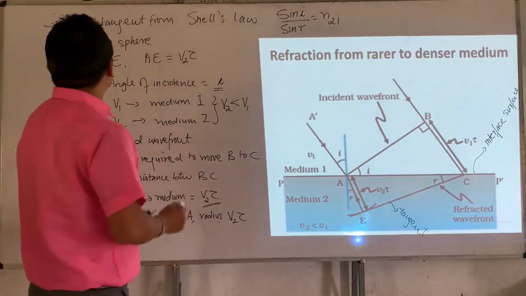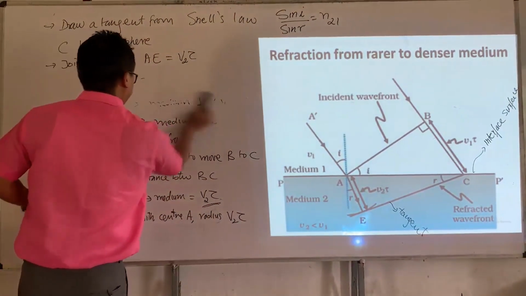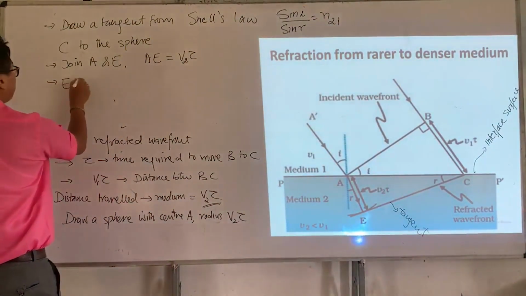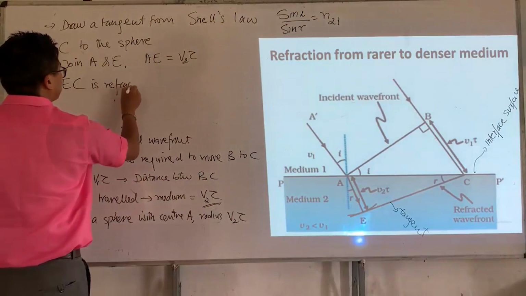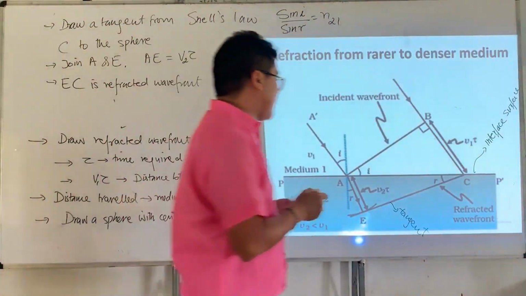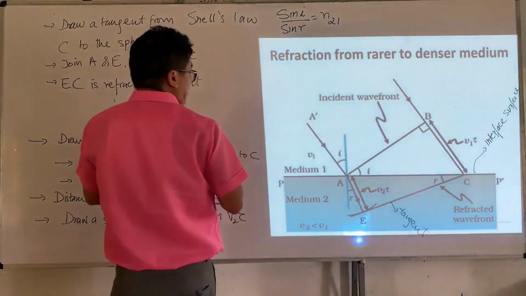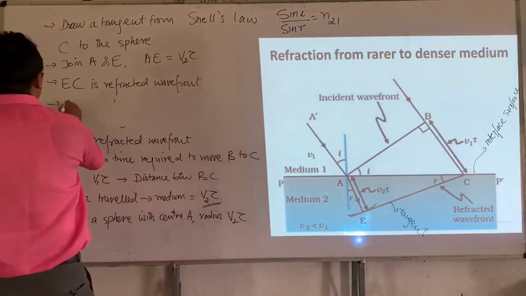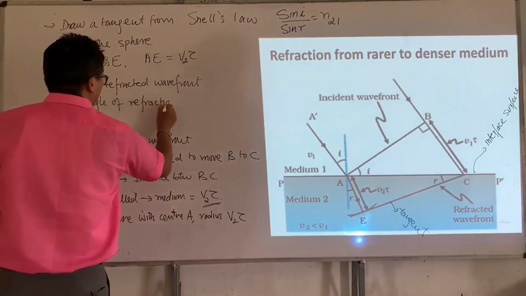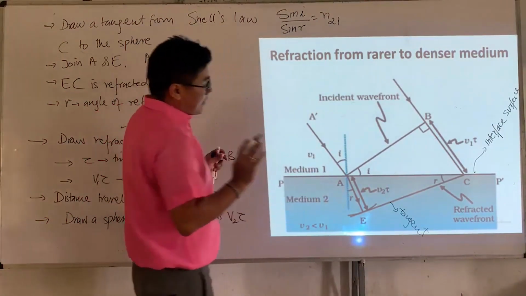So what is the refracted wavefront? The refracted wavefront is going to be EC. So EC is the refracted wavefront. And R is the angle of refraction. So what is the angle of incidence? I is the angle of incidence and R is the angle of refraction.